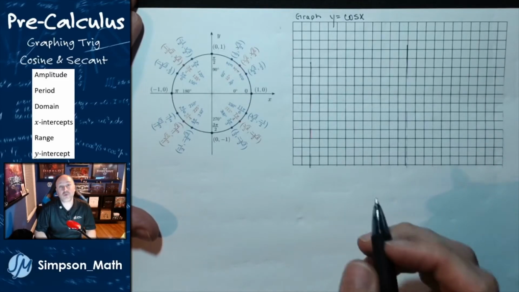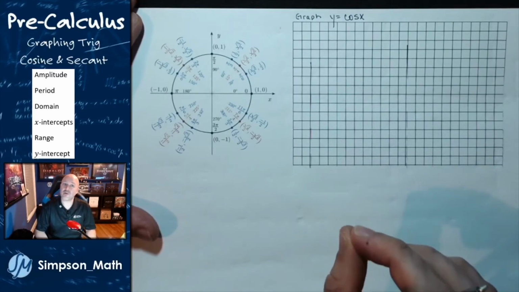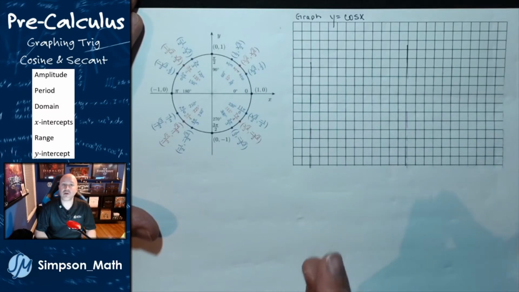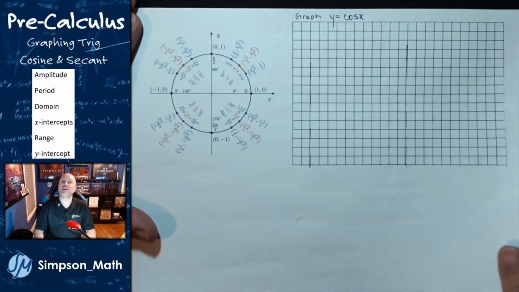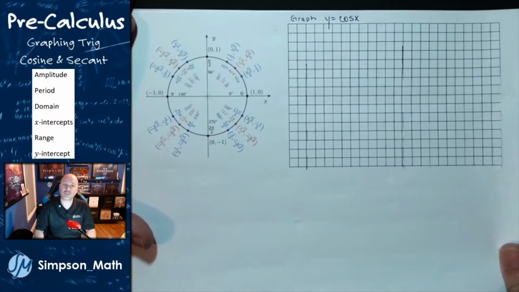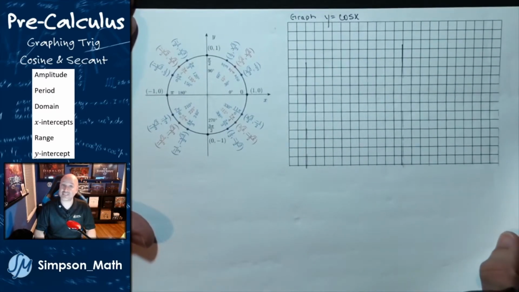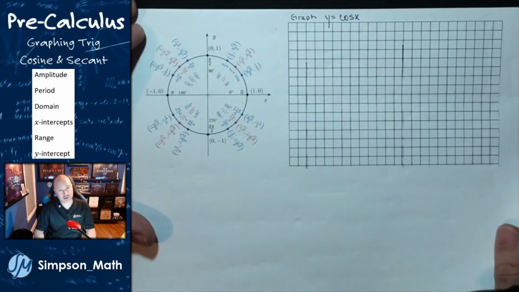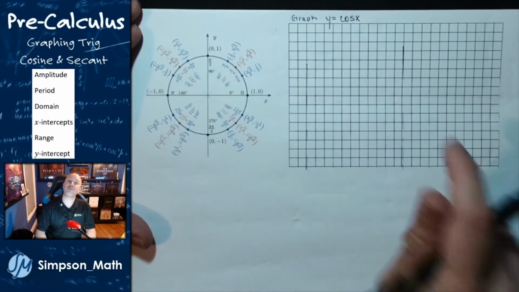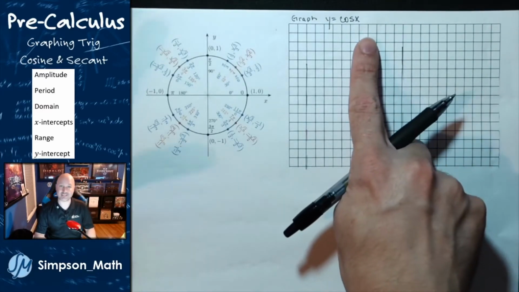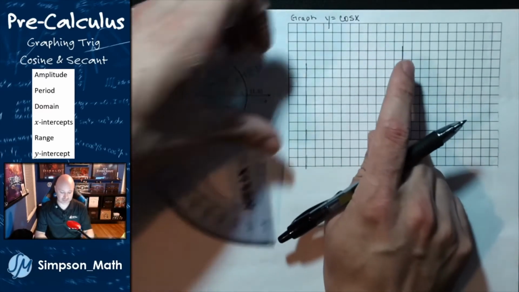In this video, I'm going to very quickly graph two graphs, the cosine function and the secant function. Now, I'm assuming you have already watched my video on graphing sine and cosecant, so I'm going to go a little bit faster this time. First, I need axes. I need the y and x axis.